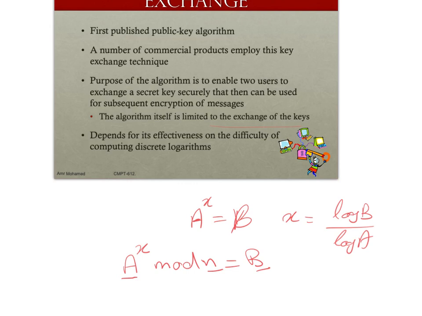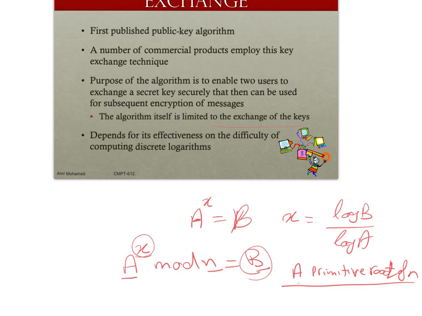Especially if we have a certain property between a and n. If a and n have a certain property, then that makes the calculation of x very hard. What is this property? We call a a primitive root of n. And what that means is that for each value of x, you get a unique number b, which means that you can never have the same b for two values of x.